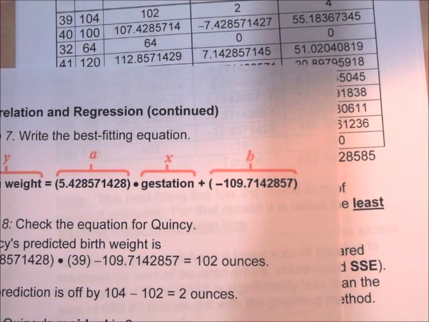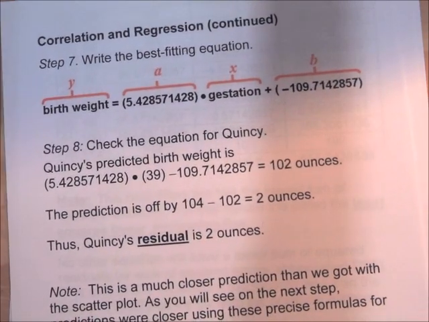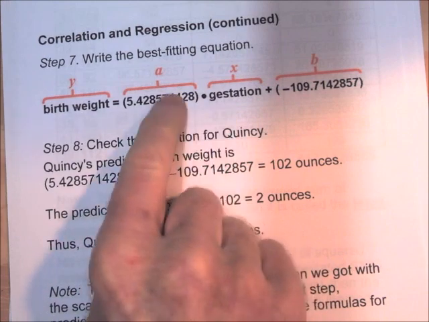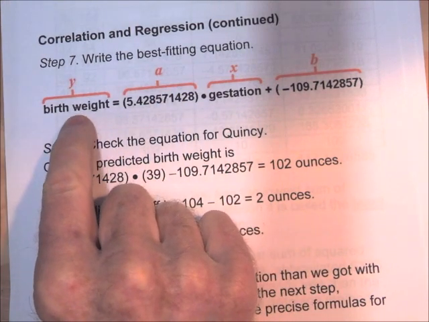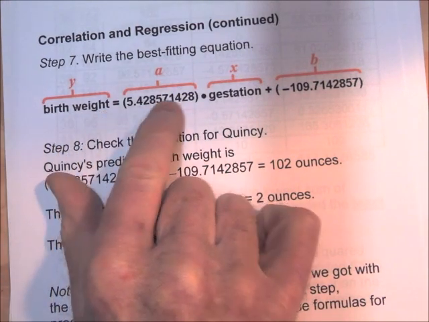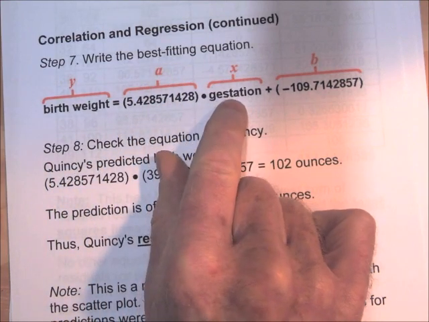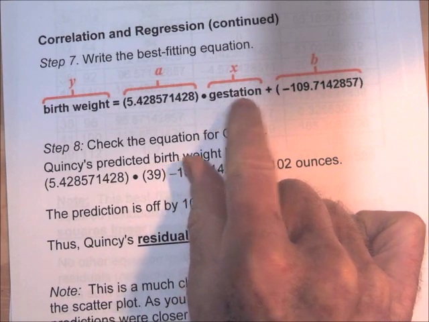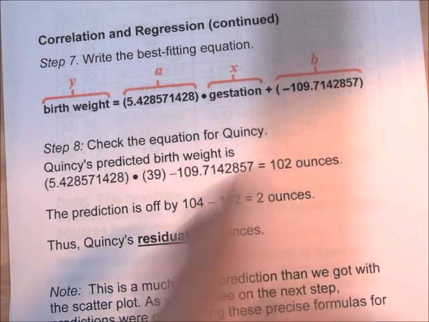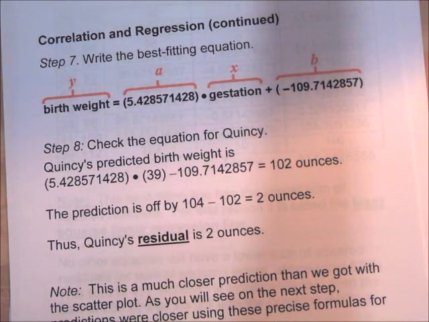Okay, now we're ready to write the equation. Y equals ax plus b. So the y variable, birth weight, equals the slope, 5.42 something, times the x variable, which is gestation, plus the y-intercept, which is negative 109.7 something. So that's our equation for predicting birth weights. We can use this equation to predict the birth weights for each of the babies.